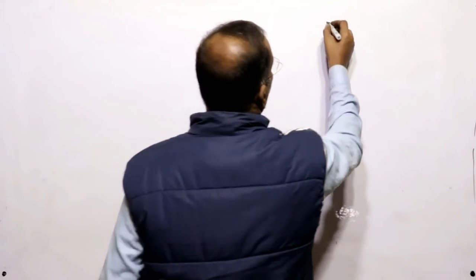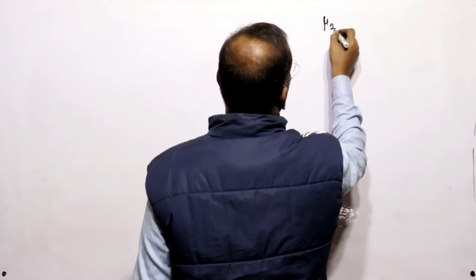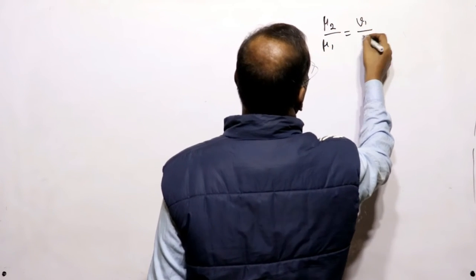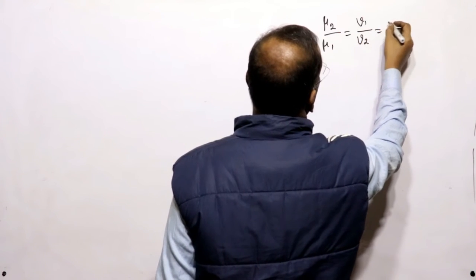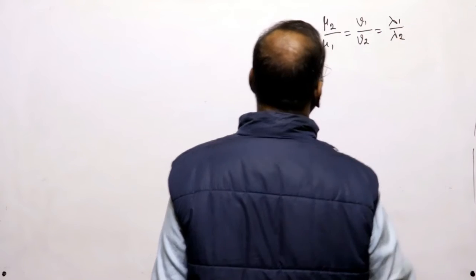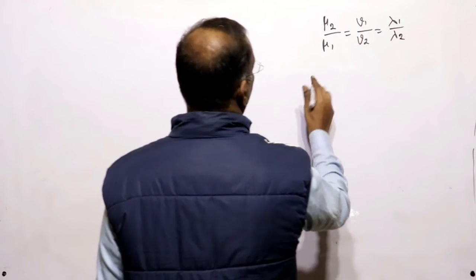Therefore, refractive index of the second medium by refractive index of the first medium is equal to velocity in the first medium by velocity in the second medium is equal to wavelength in the first medium by wavelength in the second medium.